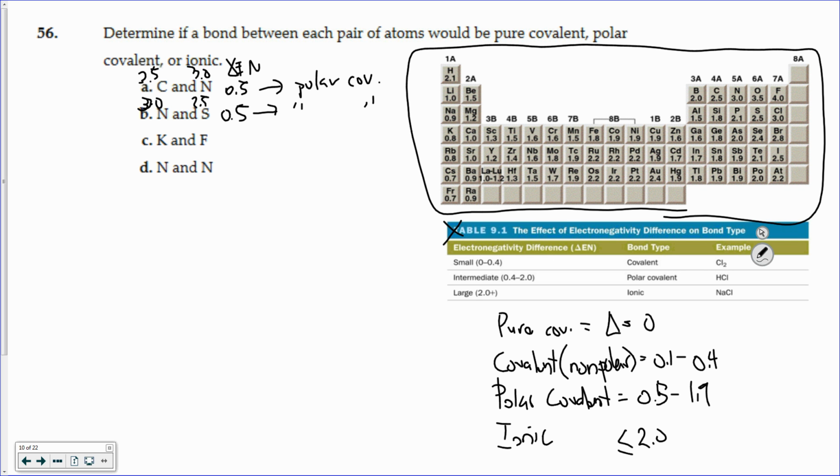All right, potassium and fluoride. This one, I don't even have to calculate it to know what this one's going to be. So potassium's 0.8, fluoride's 4. The difference is 3.2. That is definitely ionic. All right, nitrogen and nitrogen. Anything that's the same means the difference is going to be 0. So that would be the pure covalent. Okay, those are the easy ones, because you just have to look at the table.